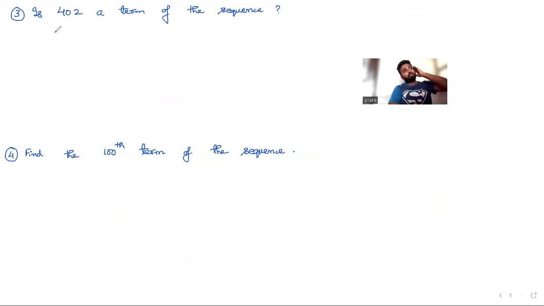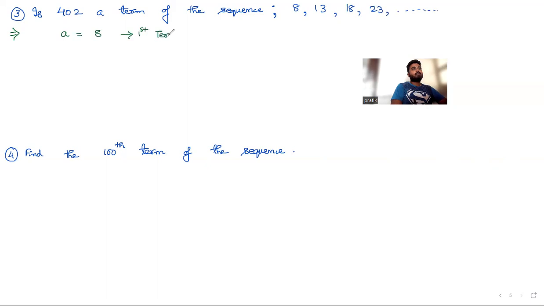So now, is 402 a term of the sequence? To find whether this is a term of the sequence, the question is incomplete, where the sequence is given to you as 8, 13, 18, 23, and goes on. In this, my first term, A, is equal to 8. That's my first term.